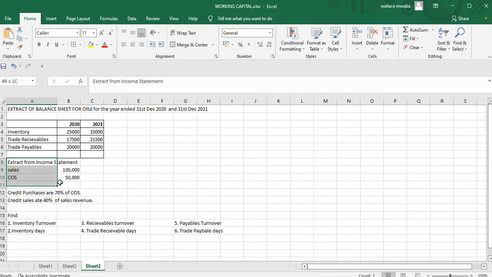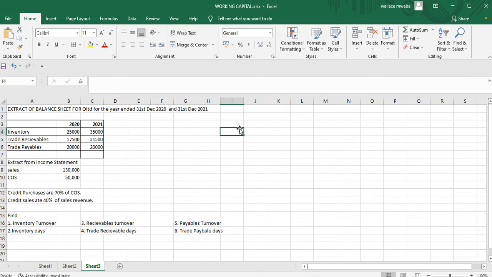Okay, we've been given an extract from the income statement that says credit purchases are 70% of cost of sales, right? And credit sales are 40% of sales revenue, all right? So we have to find the inventory turnover, inventory days, receivable turnover, receivable days, payables turnover, and the payables days, all right? So we're going to start.